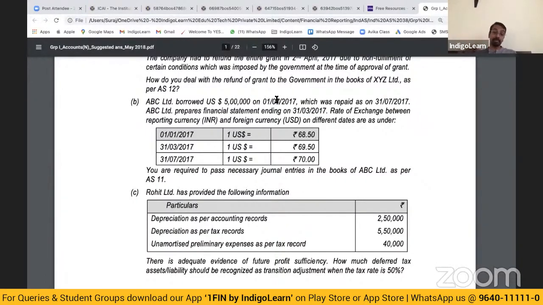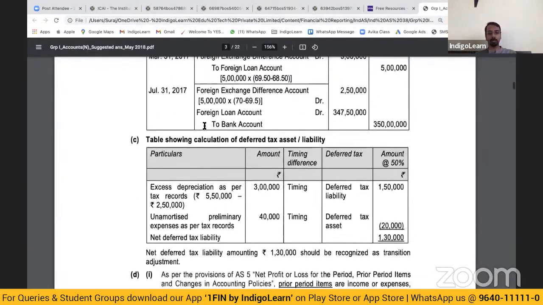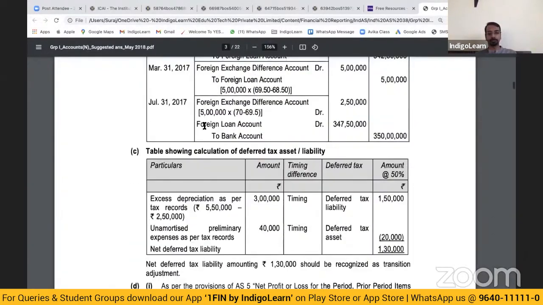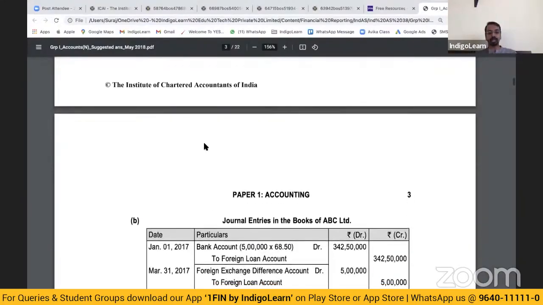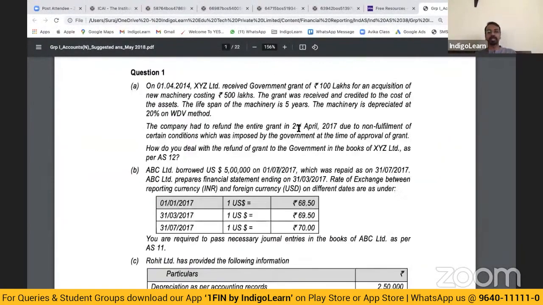So one more thing, in examination, sometimes you'll get these kind of errors. So you have to look at the question carefully and make an assumption. So what they have taken as an assumption in the solution, they have not mentioned anything, but by looking at the question, you can figure out that this is on 1st of January, because loan, 1st of January date is given here. 68.5 is the loan. 31st March, it is 69.5, means we have to pay 1 rupee extra.